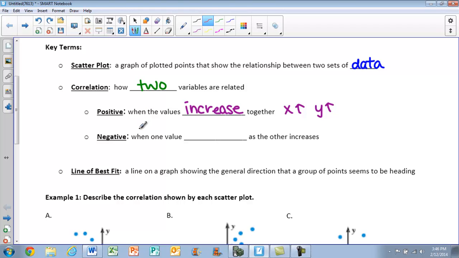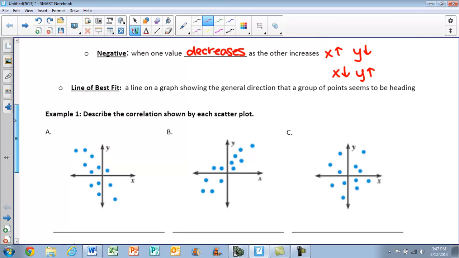A negative correlation is when one value decreases as the other increases. So for example, if X was increasing, Y would have to be decreasing. Or if Y was increasing, X would have to be decreasing in order to make sure we had that negative correlation. Okay, so we also have to come up with a line of best fit. Now this is a line on a graph that shows the general direction that a group of points seems to be heading. So let's take a look at our first couple examples.